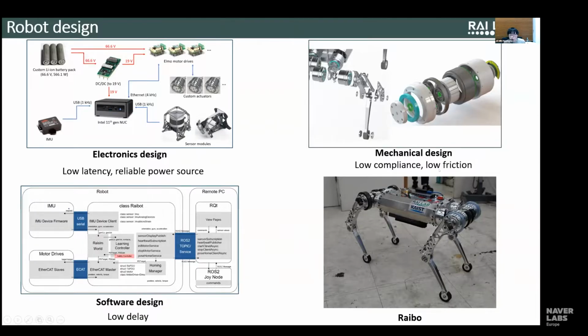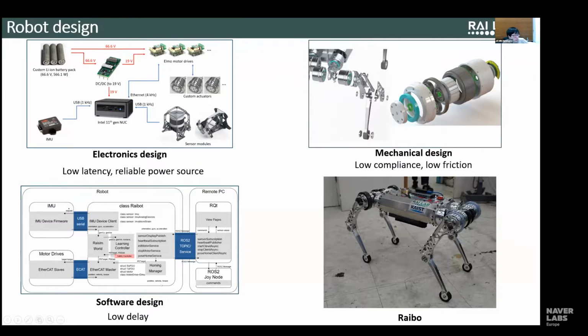So we study different transmission systems. We design the planetary gears to minimize the friction. We also use this moment arm and design the system to minimize the friction. So that part is important.